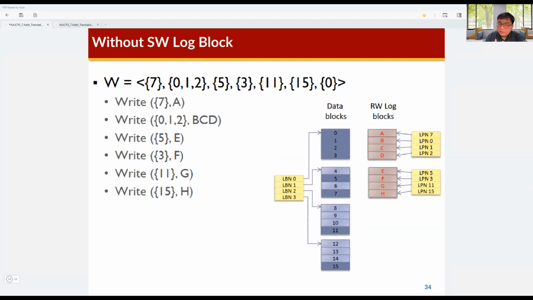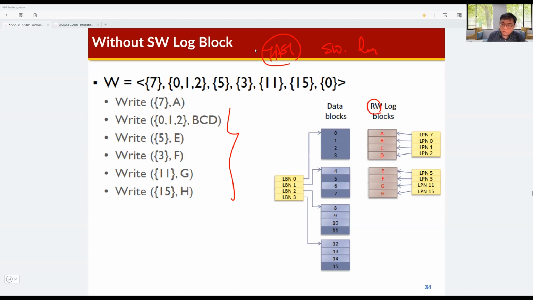So without this sequential write log block, we need to perform the full merge. Okay, that's the problem. So that's why the FAST has the sequential write log block. So let's see the scenario of this case. For this scenario, this is the write sequence to the SSD, and we assume that the FAST has only random write log blocks.